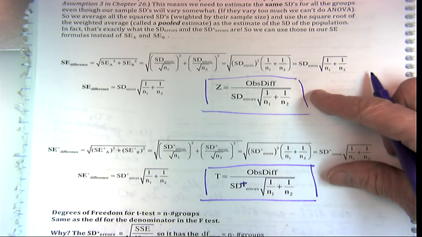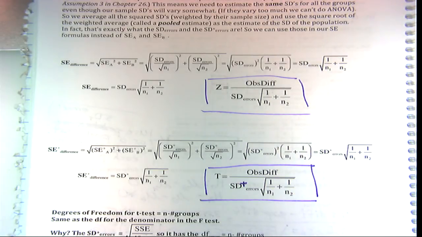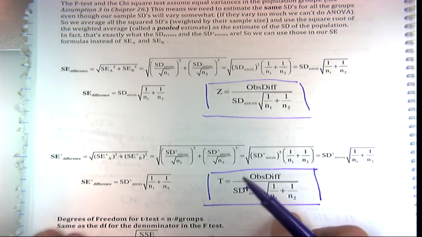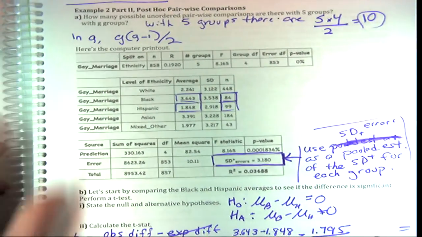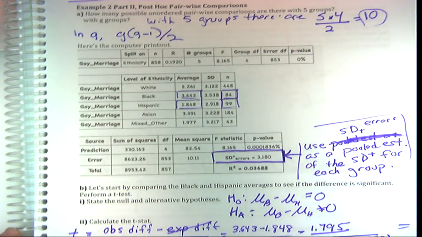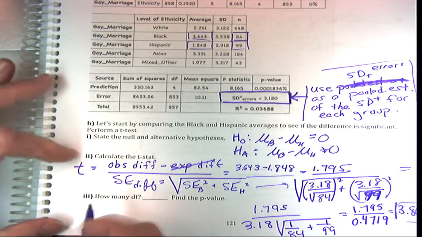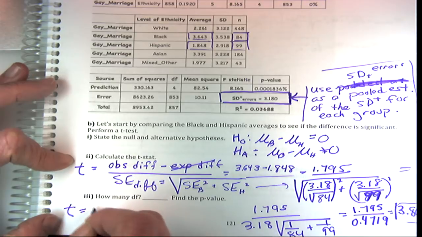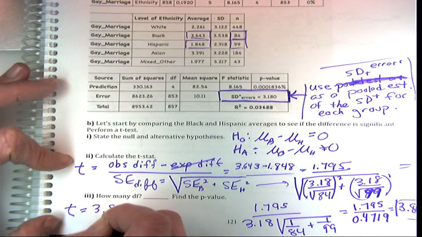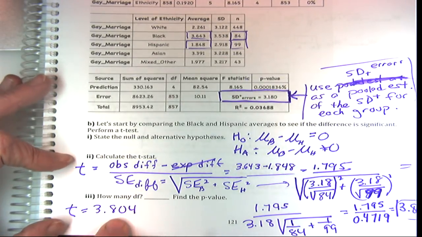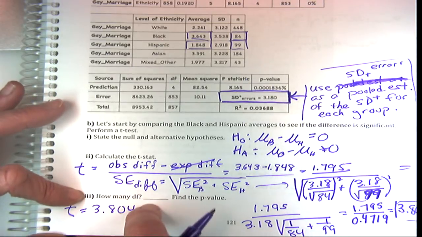Any questions on that? All right, so now the very last thing is what? So we get 3.804. All right, that's our t. Where can we put it? So let's put it here. So t is equal to 3.804. How are we going to find the p-value? We need the degrees of freedom.